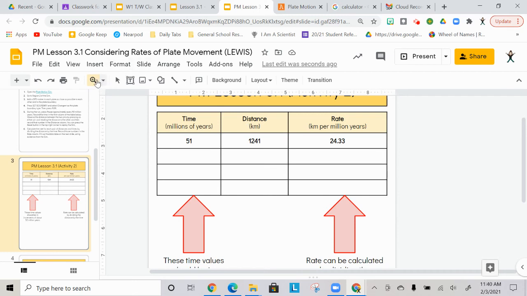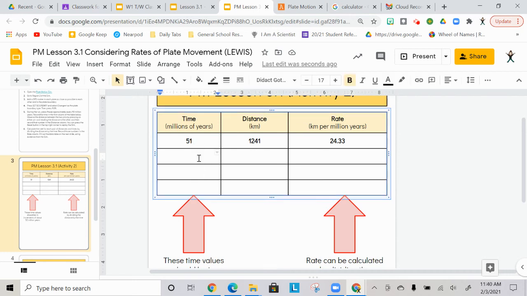24.33 is my rate. Should be somewhere between around 21 and 26. If it's not between 21 and 26, you need to go back and recalculate. You'll notice you have 4 rows on this table. You need to do this 4 times. So your next value should be around 100 million years, and then 150, and finally 200.